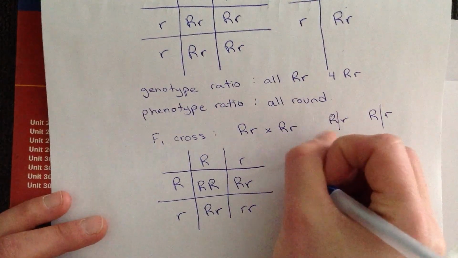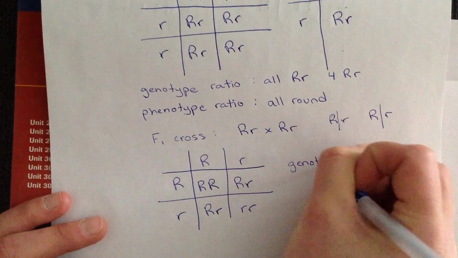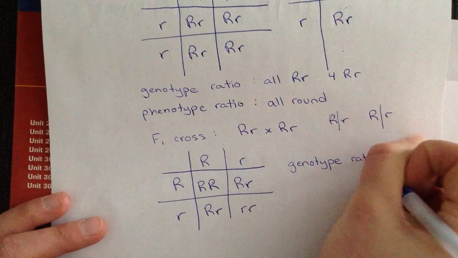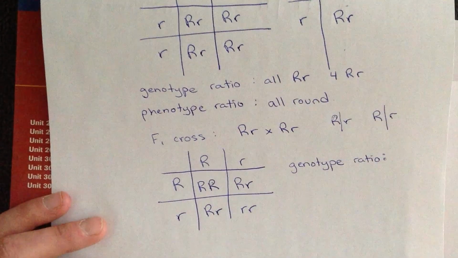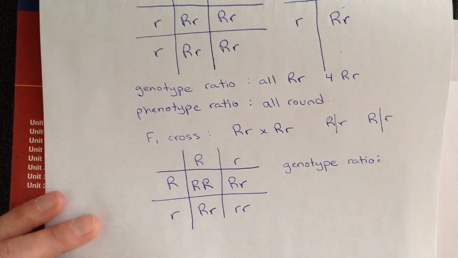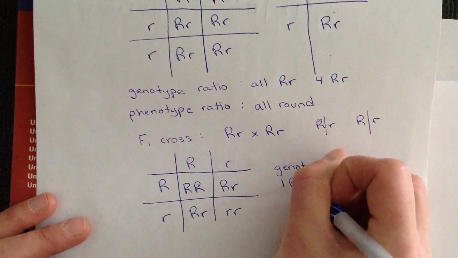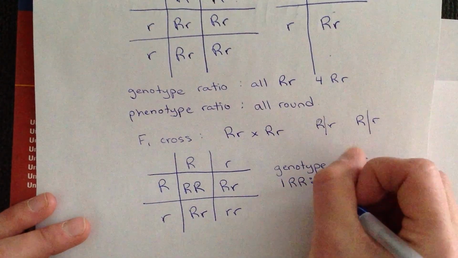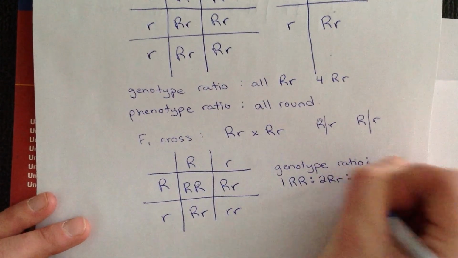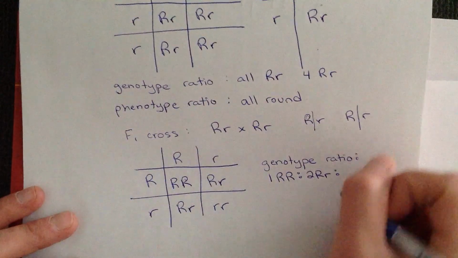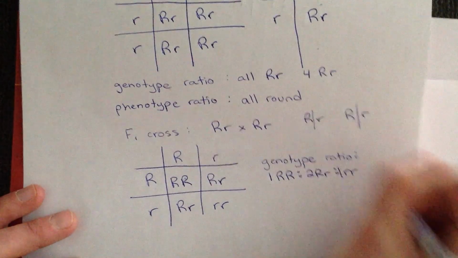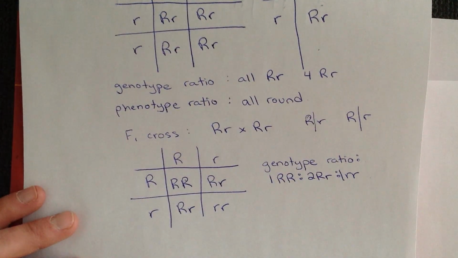Okay? So, our genotype ratio. What are you going to put? So, just expressing the genes. How many big R's do we have? Just one. How many big R, little r's do we have? 2 big R, little r's. Okay? How many little r's? 1. Okay? So, that's how you would express your genotype ratio.